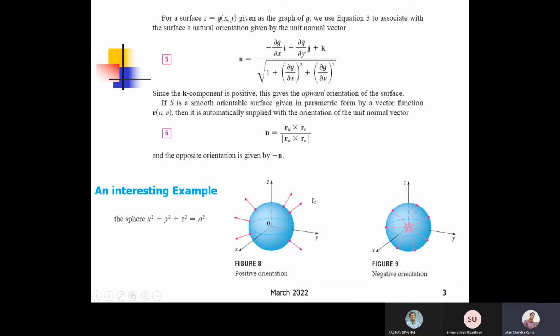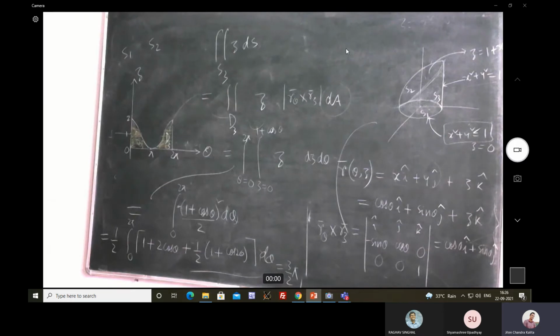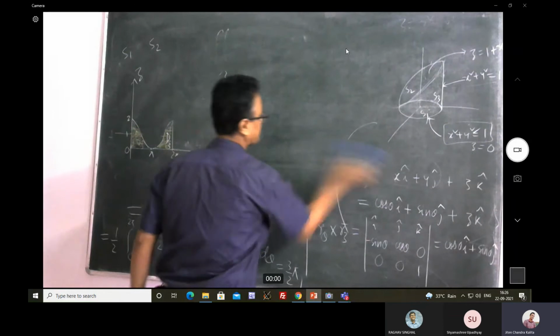So now for a closed surface, that is a surface that is the boundary of a solid region E, the convention is that the positive orientation is one for which the normal vectors point outward from E, and inward pointing normals give the negative orientation. I don't know whether you have understood that or not, because we have been talking about orientation.